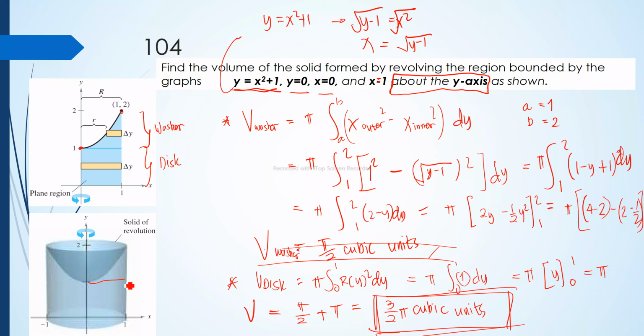Actually, for this one here, this is just an ordinary cylinder. The volume is just equal to pi r squared h, or pi times the radius, we have 1 squared, then our h is just also 1. Then we will have our pi.